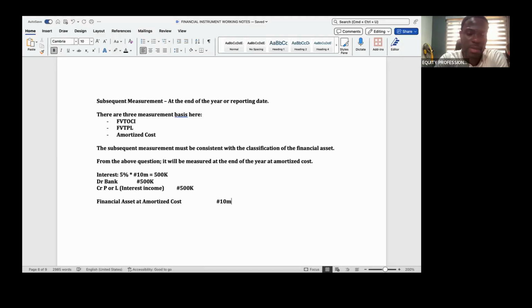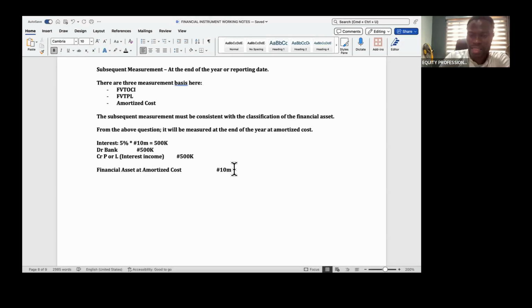So if, for example, they haven't paid this interest, instead of debiting bank, we'll debit an interest receivable. But for debt instruments, we expect that they pay it on time. So debit bank. However, there might be some complexity when it comes to amortized costs in a few cases.